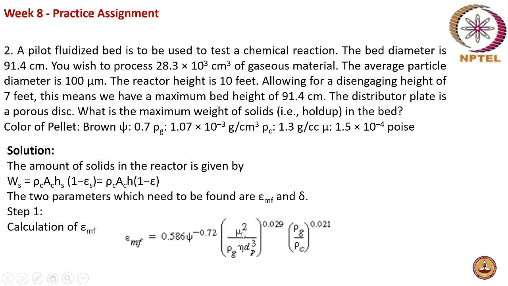What about mu? Mu also they have given, 1.5 into 10 power minus 4 poise. And then the density of the gas is given, and the diameter of the particle is also given. What is the diameter of the particle? 100 microns, right? Yes, ma'am, the diameter of the particle is 100 microns. And then you also have rho g and rho c. What about eta? What is eta?